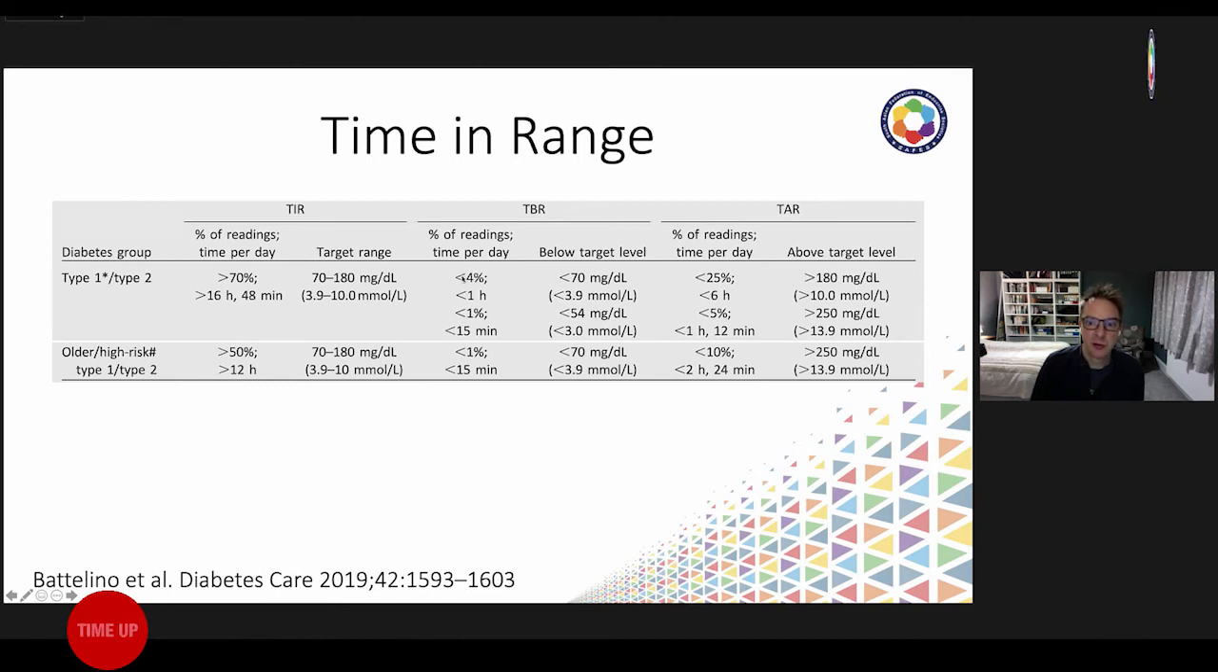We should be aiming for less than 4% below 70 and less than 1%, so less than 15 minutes below 70. That's a typo. Sorry, it is not a typo. Less than 1% in the high risk people below 70, and importantly, less than 1% below 54. Sorry, it's early. And for time above range, we should be aiming for less than 25% above 180, and in high risk people, less than 10% of time above 250.